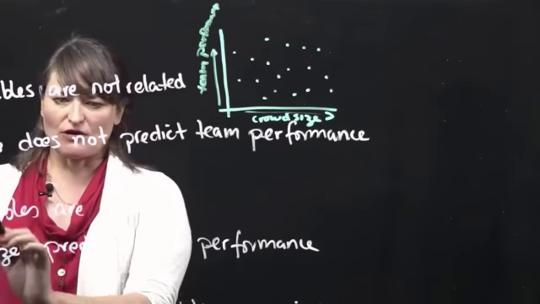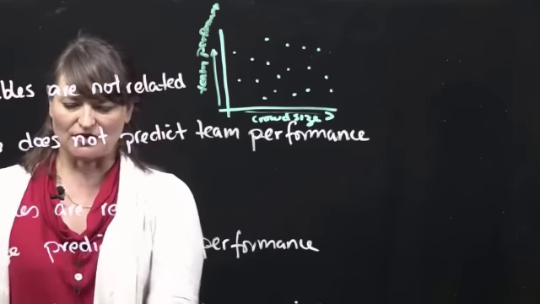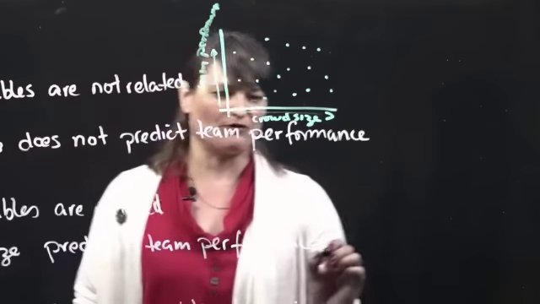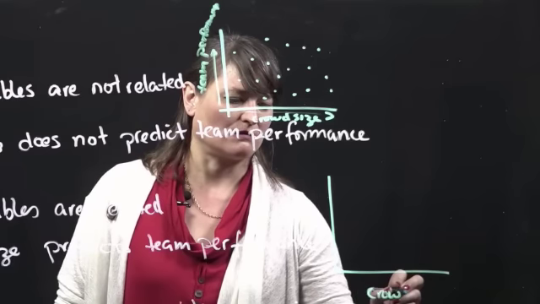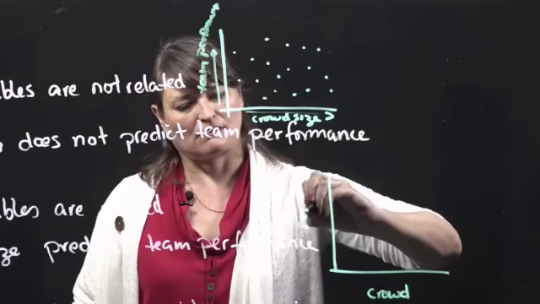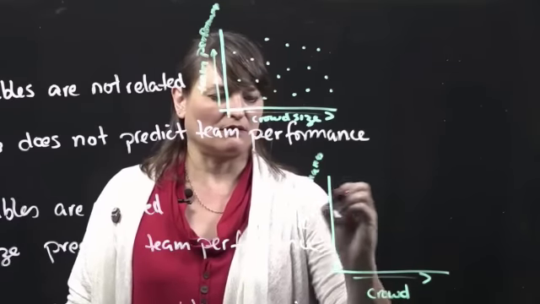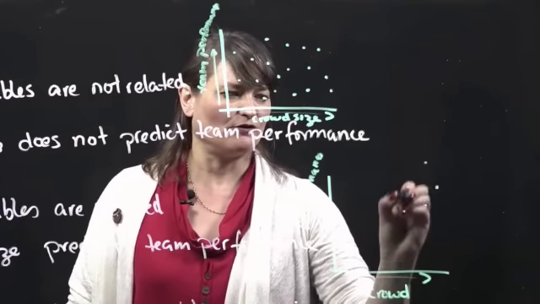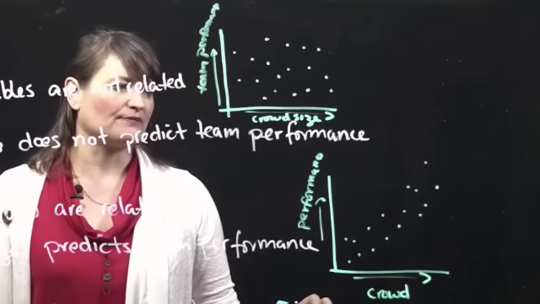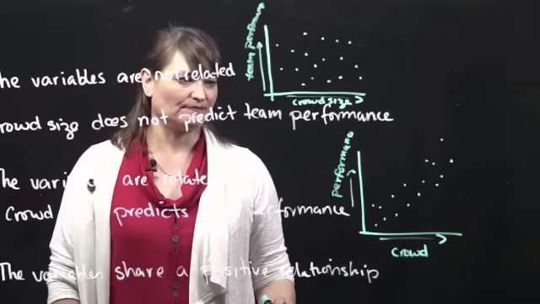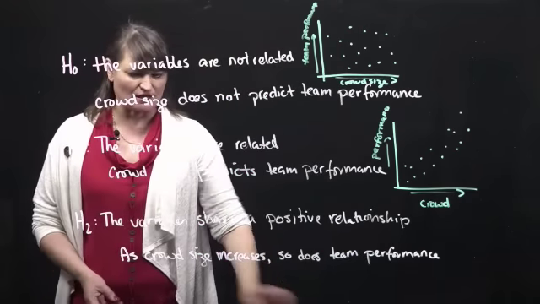If we say crowd size does predict team performance, well, it seems like we've got two possibilities. We've got as crowd size increases, so does performance. So the larger the crowd, the better the performance, and the smaller the crowd, the worse the performance. This is a positive relationship.